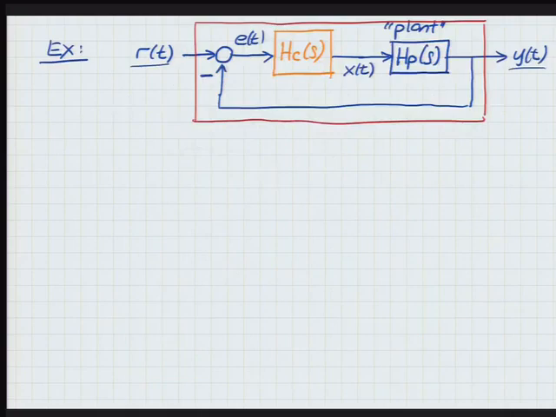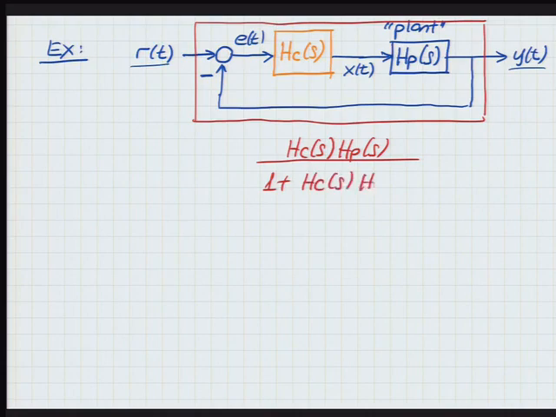Now, in the feed forward here, I have two things. So I look at the product of them. So HC, HP goes in the numerator, because that's what's in the feed forward. And what goes in the denominator? 1 plus the product of all the transfer functions in the loop. But there is no transfer function in the feedback, right? It's just a unit line, right? It doesn't multiply by anything. So we get, again, HC of S, HP of S. So that's the overall transfer function.